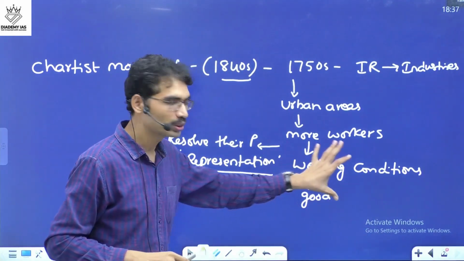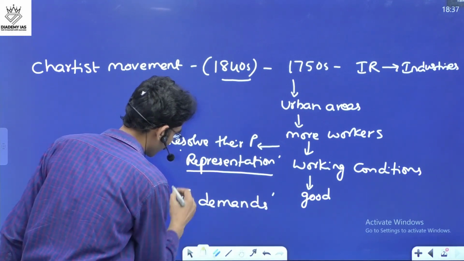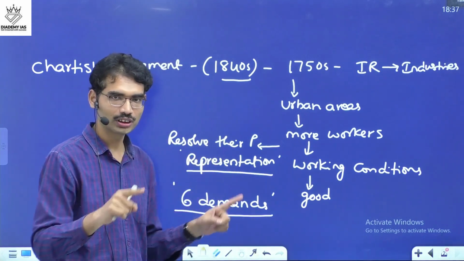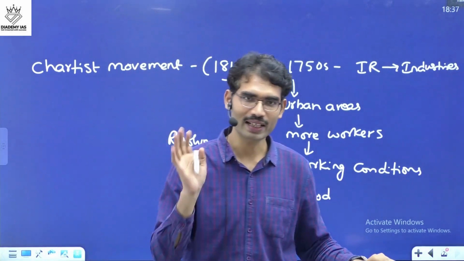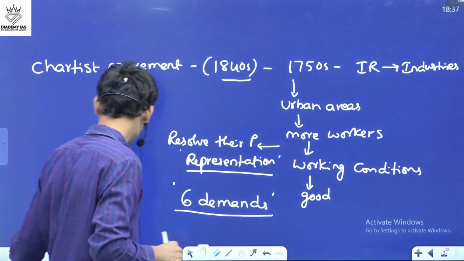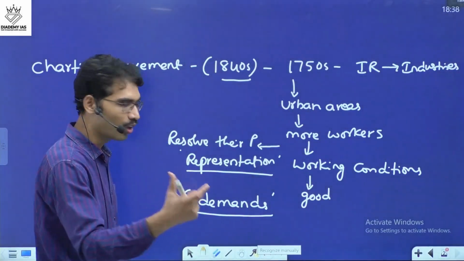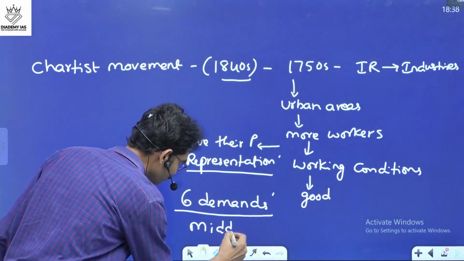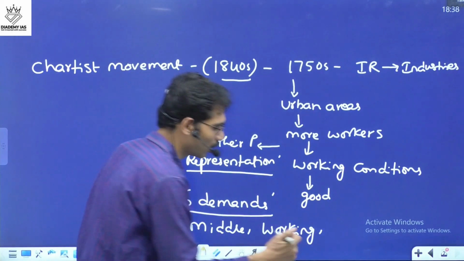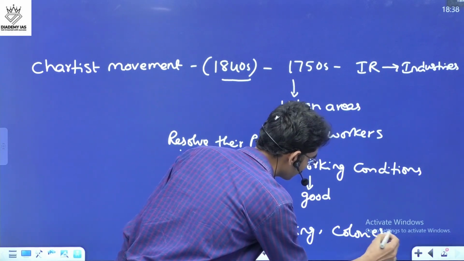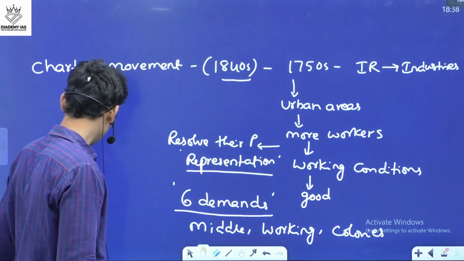And now they put 6 demands. They put 6 demands in a charter, and submitted it to Parliament. But of course, Parliament did not accept them immediately. But these are the demands. Now let us see how, because of these demands, the middle class was affected, how the working class was affected, and how the colonies were affected. This is the question. So first of all, you have to know what these demands are, then only you can understand this.